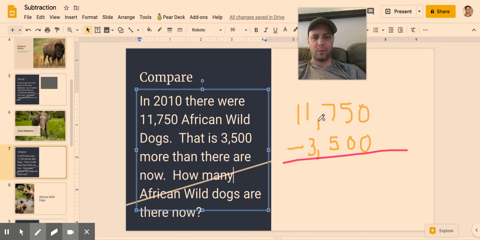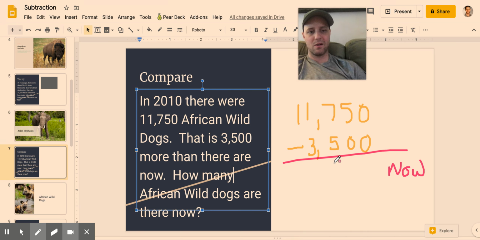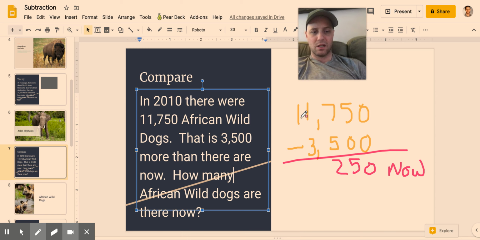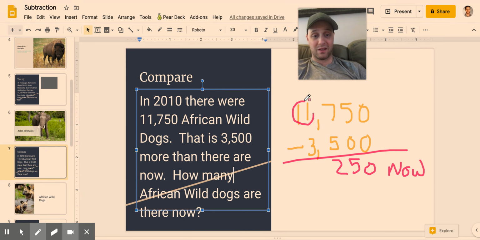Okay, this is how many there were. And this says this number, 11,750, is 3,500 more than there are now. So to find now, we know that this number is bigger than what we have now. There's less now. How many less? This many less. So I'm just going to do 11,000 minus 3,000, which is 8,000. That's how many African dogs there are.